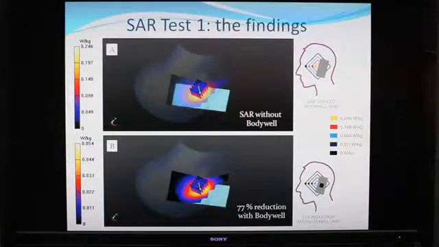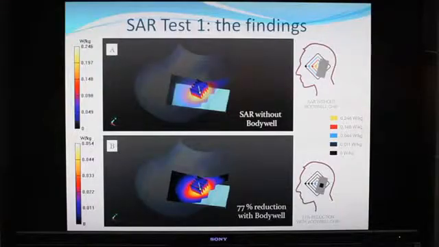And if you look at these two pictures, the one on the top shows a peak SAR value of 0.246 watts per kilogram. And with a Bodywell chip, the peak value is 0.054. And this is a 77% reduction. From a scientific perspective, I can tell you that 77% is a very, very interesting reduction. And I personally am really impressed.